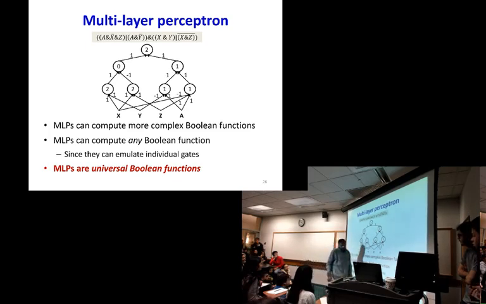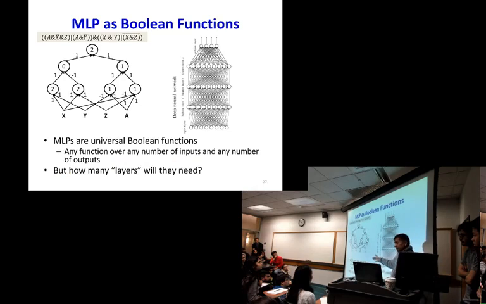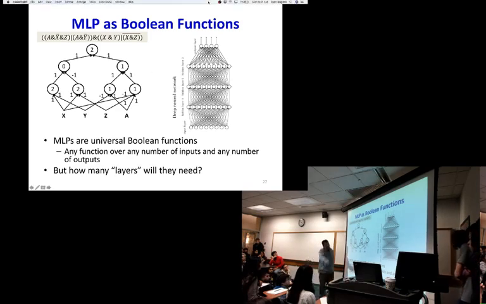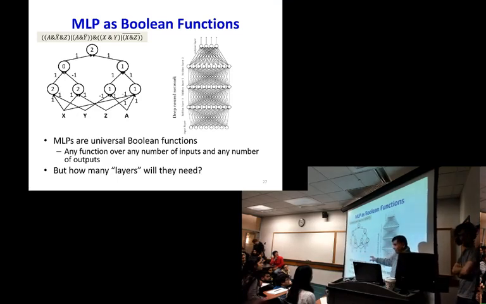Now, in both of these designs, in the case of the XOR, you had one hidden layer, and then you had an output. For the function that I have over here, I have 2 hidden layers, and then I have an output. For this one, I have 3 hidden layers, and then I have an output. So 4 layers here, 3 layers there. If I want to model any Boolean function at all, how many layers do I need?